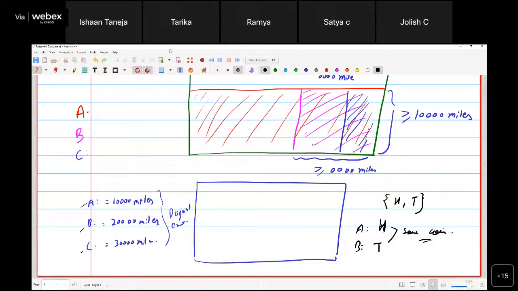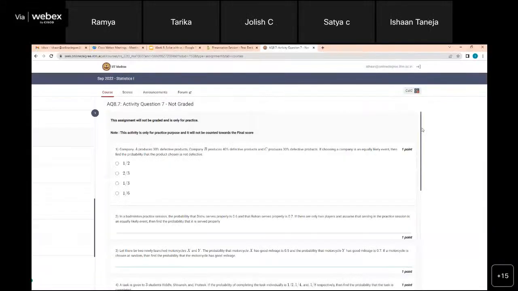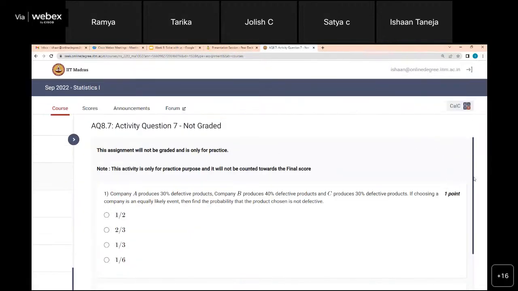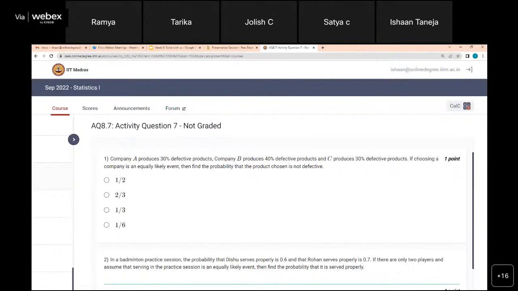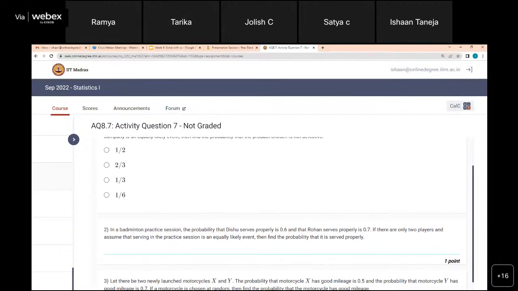Okay. Anything else? Anyone? Sir, my request is for activity question 7, not tutorial 7, sir. It's activity questions in 7, from the second question onwards. Okay, how did you solve this one? No, I have not been able to solve the second question onwards. I do not know how to get the answer.